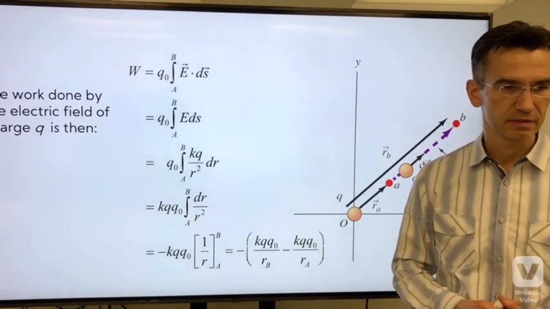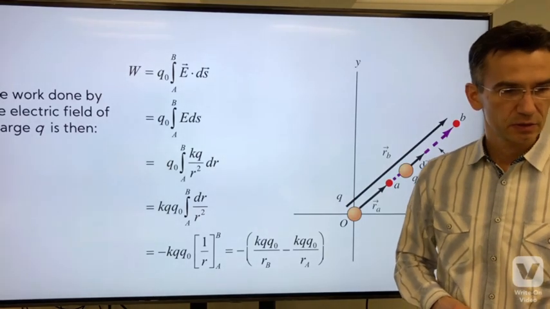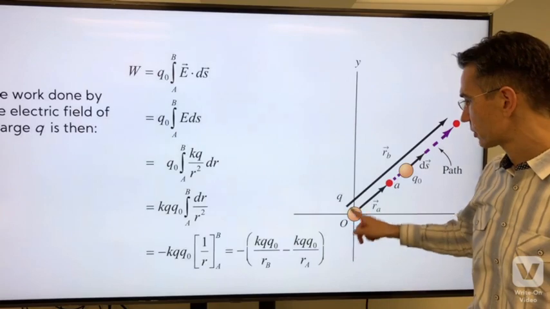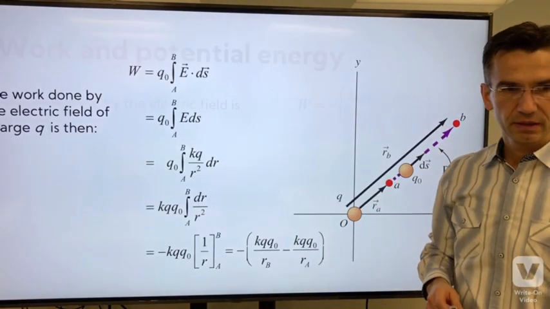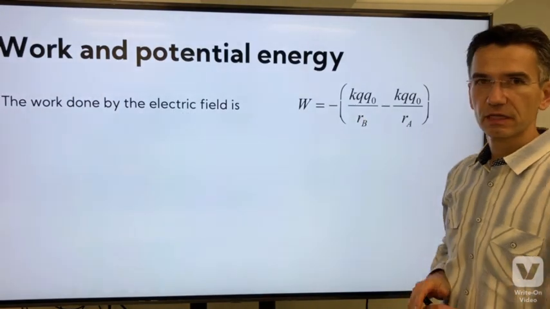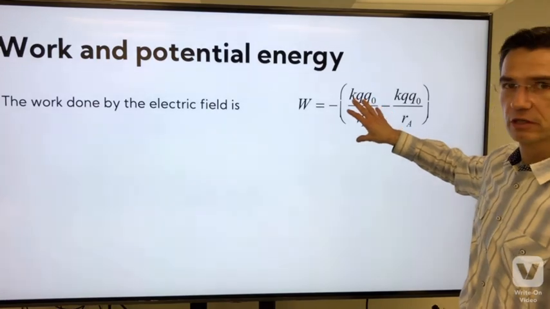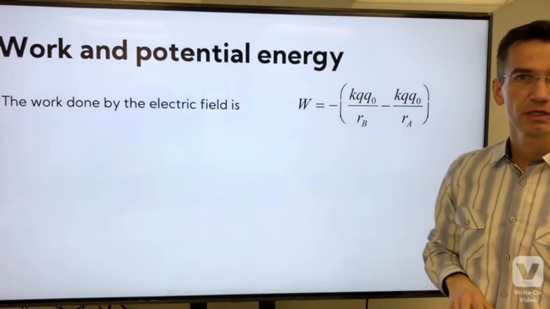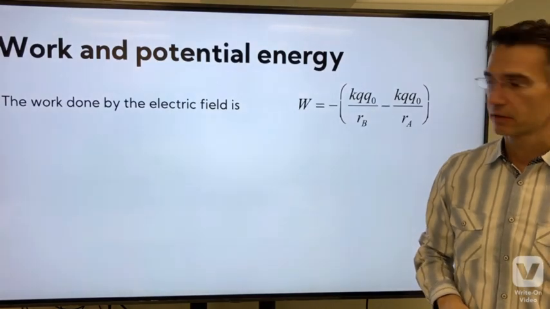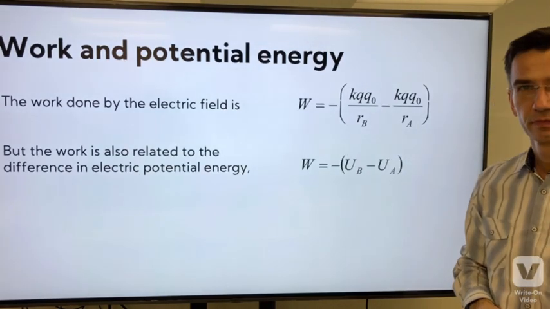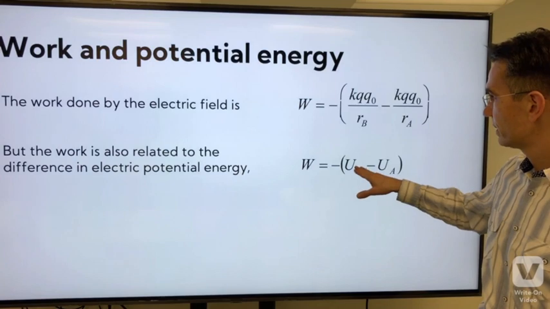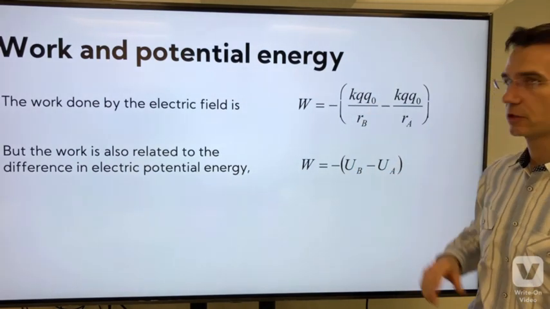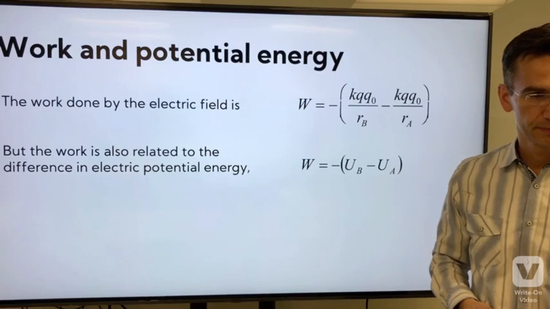So then to summarize, the work done by the electric field of charge Q is the negative of the difference of the potential energy in the final configuration and the potential energy in the initial configuration. And that's what this shows. UB here is the potential energy in the final configuration, and UA is the potential energy in the initial configuration.